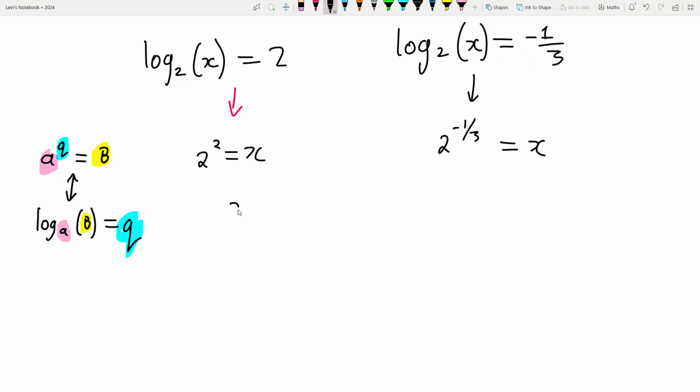Okay, so this x is equal to 4, and this one x is equal to 1 over the cube root of 2. Okay, so they're both valid solutions for that one there.